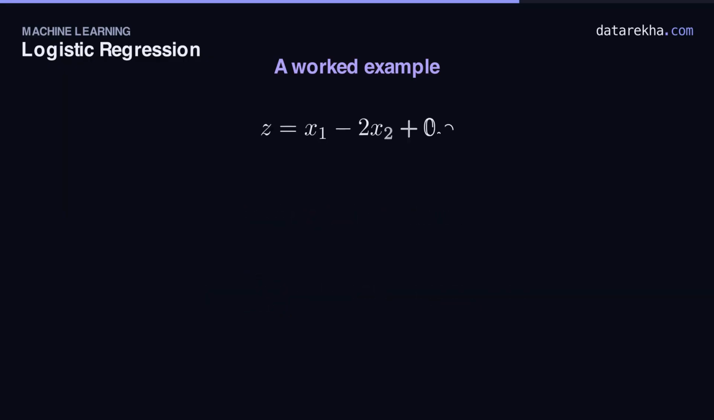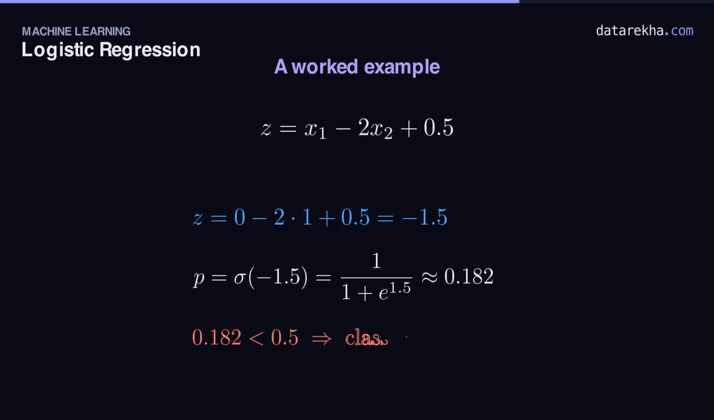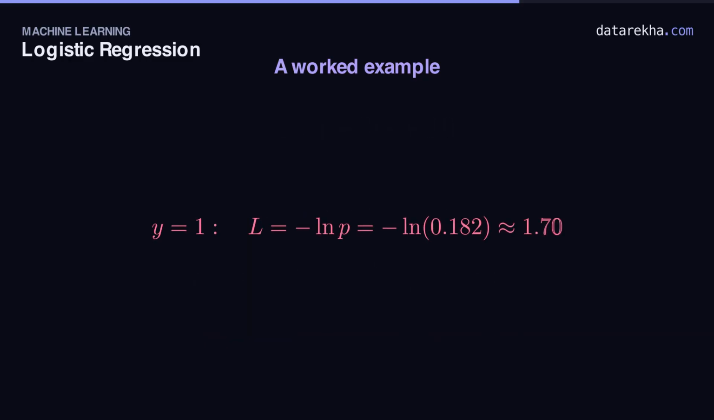Now two features to see a real misclassification. Let the score be x1 minus 2x2 plus 0.5. Take the point 0, 1, whose true answer is actually yes. The score is 0 minus 2 plus 0.5, minus 1.5. Sigma of minus 1.5 is 1 over 1 plus e to the 1.5, about 0.182. That's below 1 half. So the model predicts class 0, but the truth was 1. A genuine mistake.